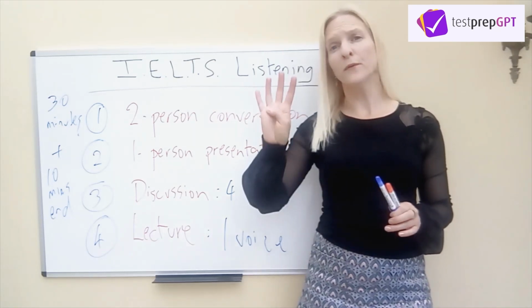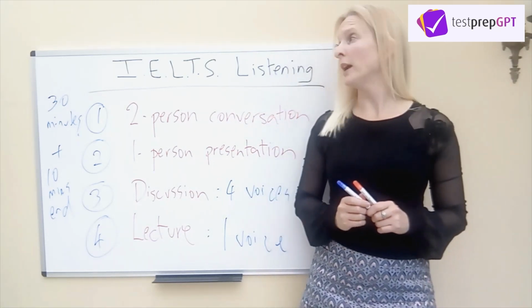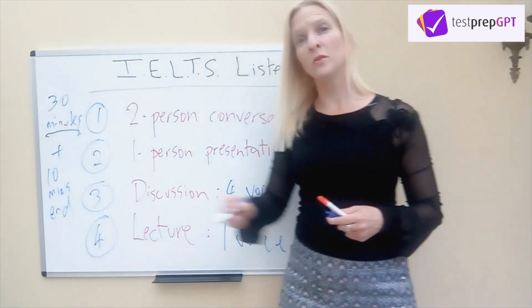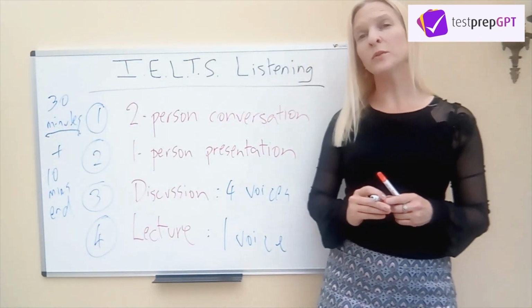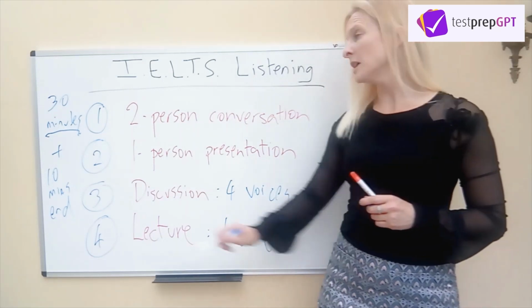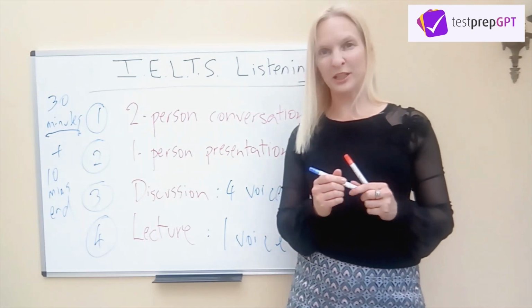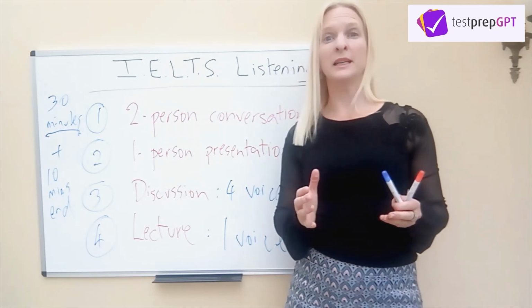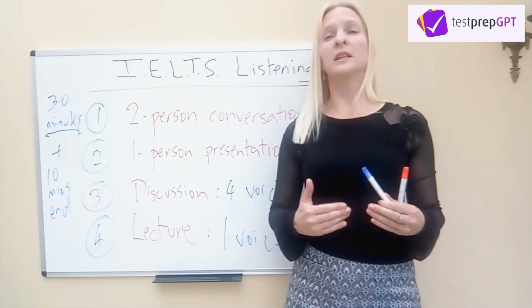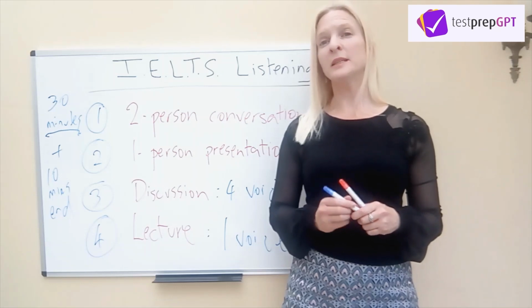So firstly, there are 4 parts to the IELTS listening test. And you have 30 minutes to complete the test, and you hear the recordings one time only. At the end of the test, you have 10 minutes to write your answers into the answer sheet. So obviously it's quite a strict timeline, so you need to be alert and you need to be ready for the listening exam. So let's take a look at the structure.